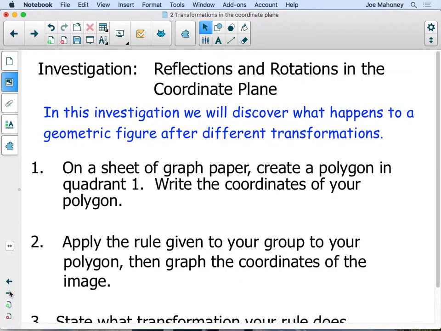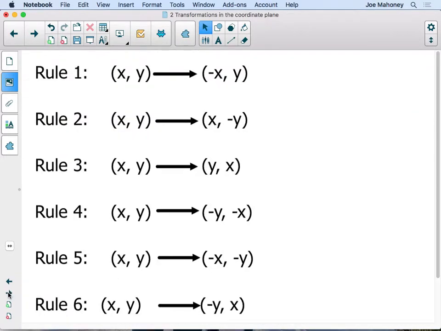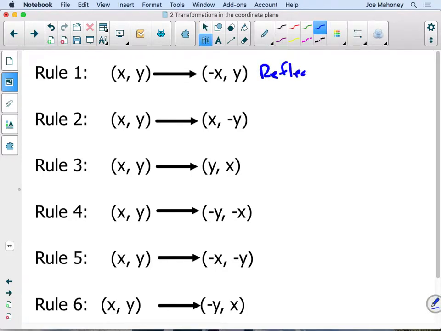So on this screen, this is kind of what we're going to do in class. We're going to do a little investigation here where I ask you to figure out what the rule is. So we're just going to skip ahead to that. If you want to do the investigation, you can. So if we want to find out what these rules are, the first rule is going to take a point, any point x comma y, and it's going to do a reflection over the y-axis. That's what happens when you negate the x value of a point.